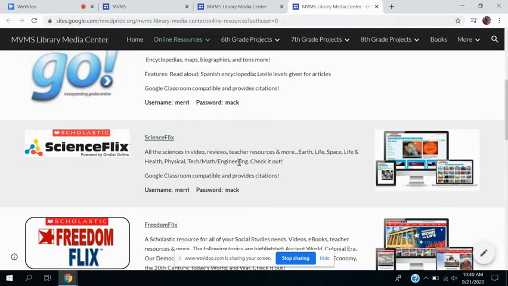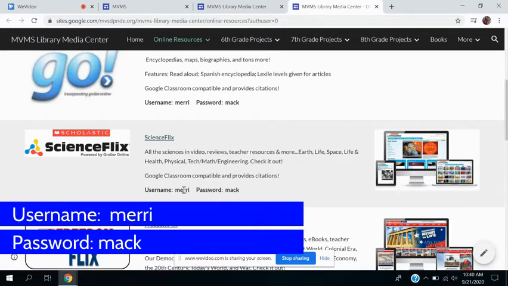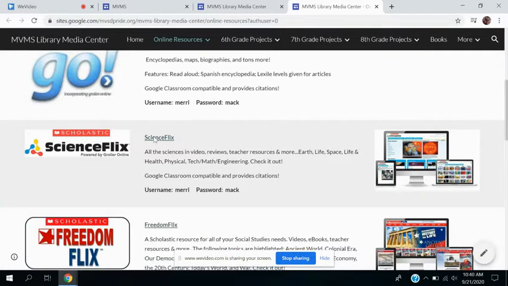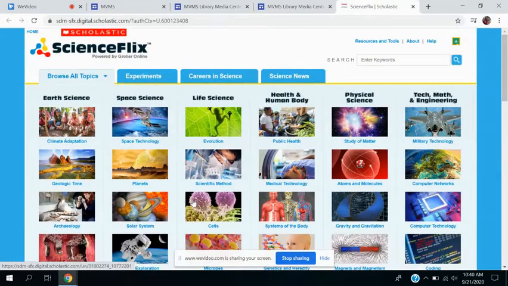It gives a brief summary of what ScienceFlix is, and it also tells you that it's Google Classroom compatible and provides citations, which are two reasons why I love it. And then I provided you with the username and password. As with most of our resources, the username is Mary, password is Mac, all lowercase. You click on ScienceFlix, and you're going to get prompted to log in. So you'll do the Mary and the Mac. I've already been on here today, so it logged me right in.